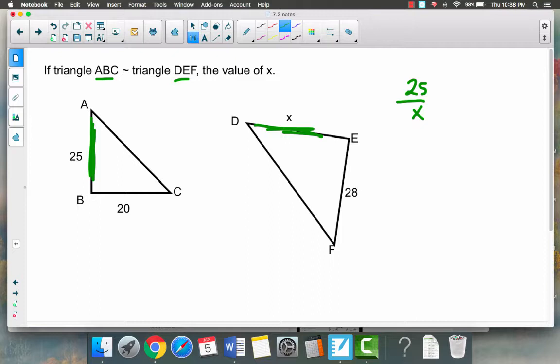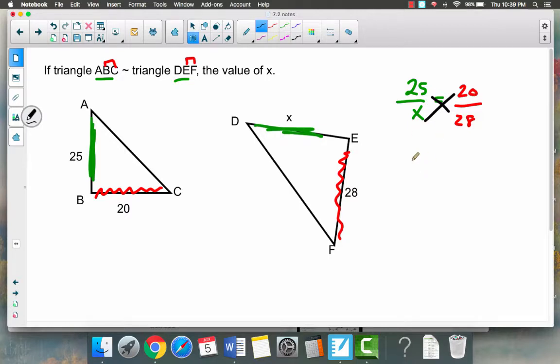And then we're going to do the same thing with our other sides that were given. So we have that BC is 20, so that's going to go here. BC is this one, related to EF, which is this one right here. So we can have 20 over 28. Notice that we wrote two ratios, and we set them equal because we want those side lengths to be related to each other. So now we can go ahead and cross multiply.